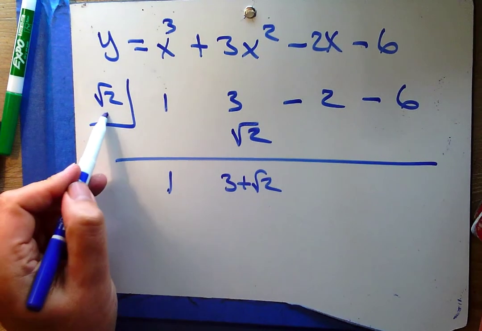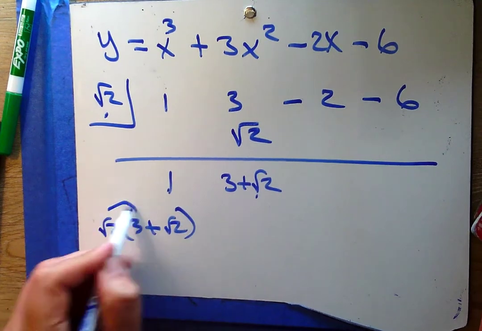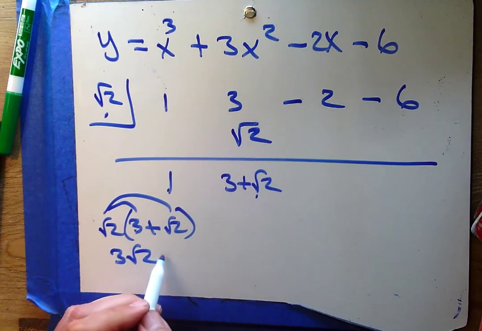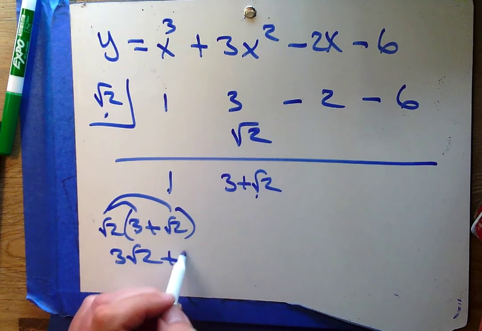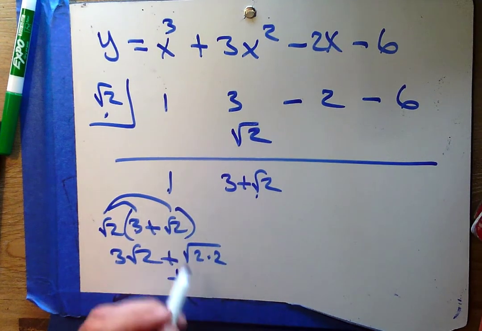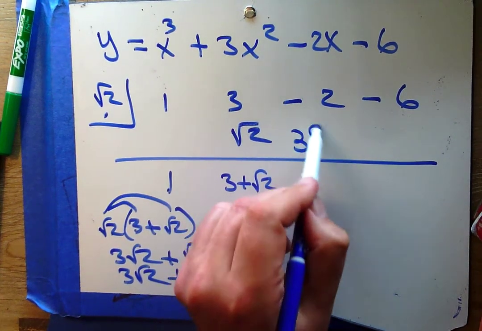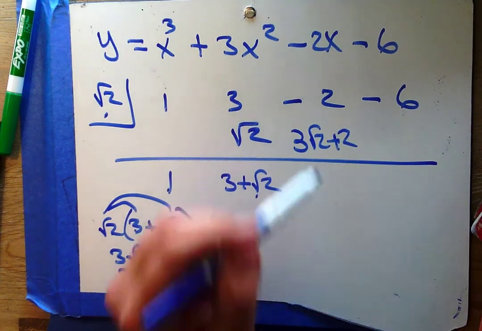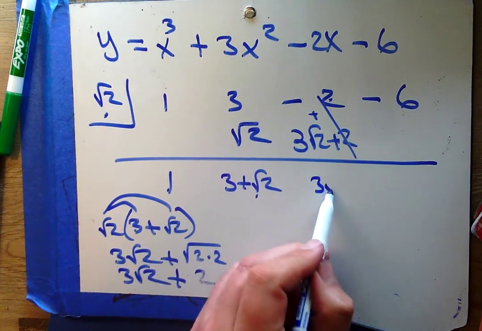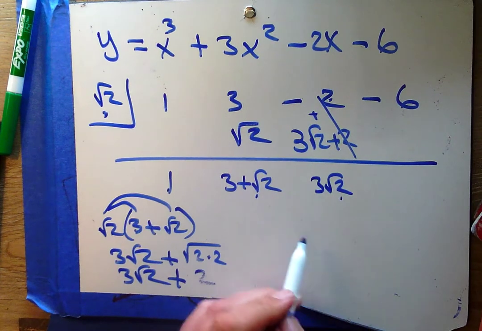Okay? Now I need to multiply this times this. Root 2 times 3 plus root 2. Well, we all know distributing. So that's 3 root 2, 3 times root 2, plus root 2 times root 2. What's that going to be? Well, I got a pair of 2's, and guess what? One of them can make it out. So that goes here. 3 root 2 plus 2. And then remember we add here. So I add minus 2 and plus 2 and they cancel, and I'm left with 3 root 2. Finally, I'm going to multiply root 2 times 3 root 2.